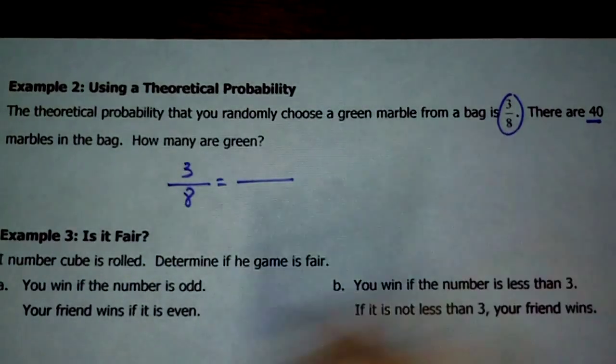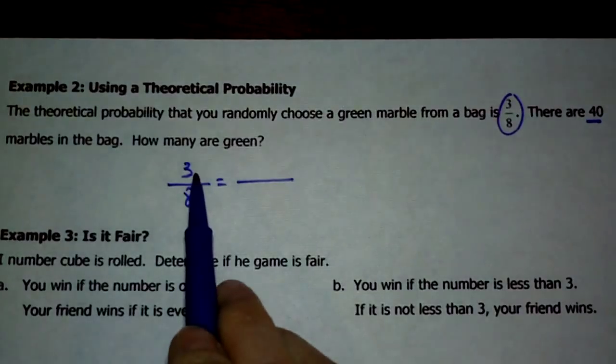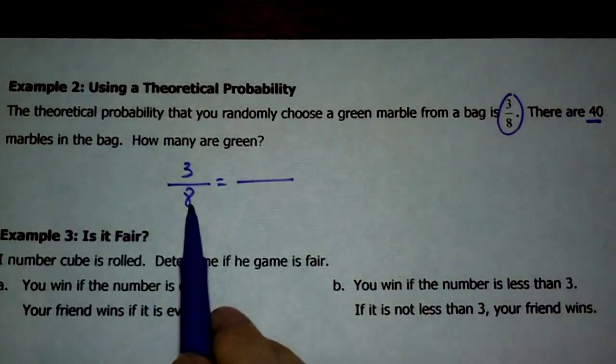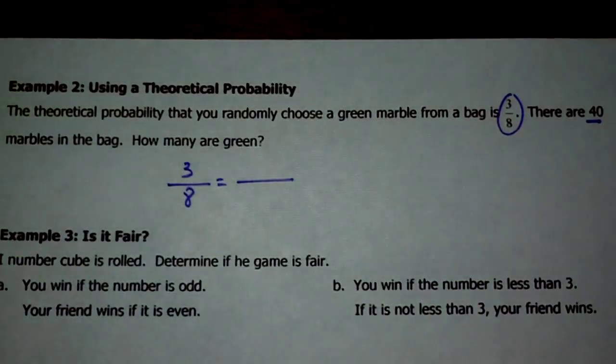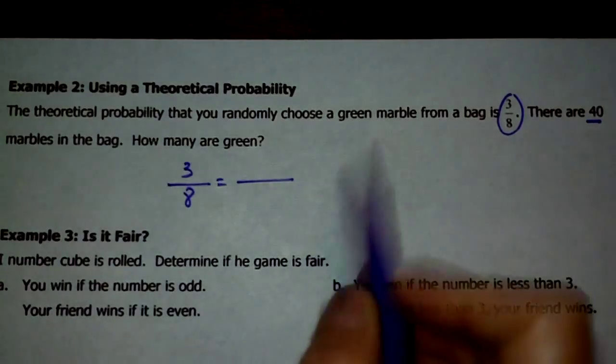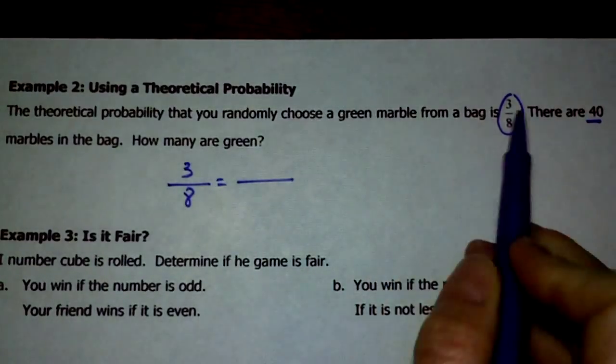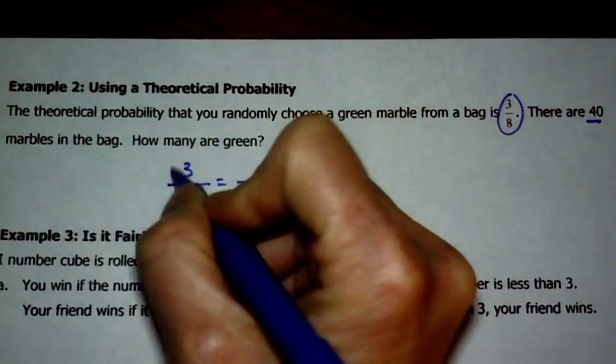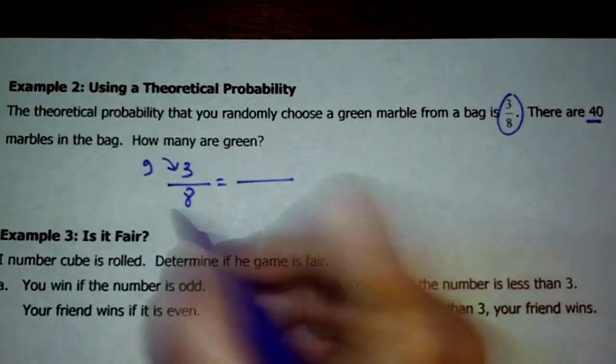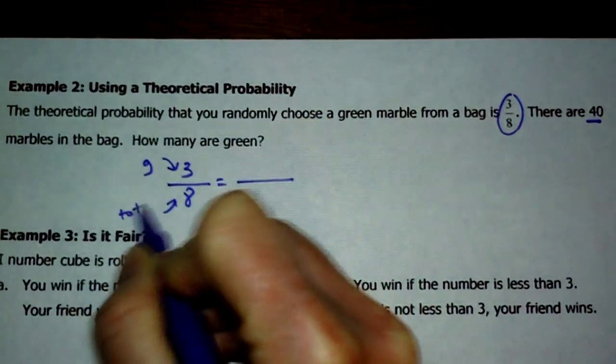So these are the chances of picking a green marble out of the bag. So here's the green, and here's the total numbers in the bag. Now if I tell you there are 40 marbles in the bag, how many are green? The chances that you're going to pick the green are 3 out of 8. That means this 3 represents the green, right? And this 8 represents the total.